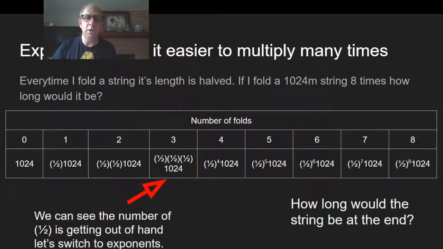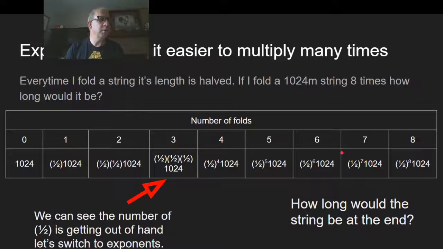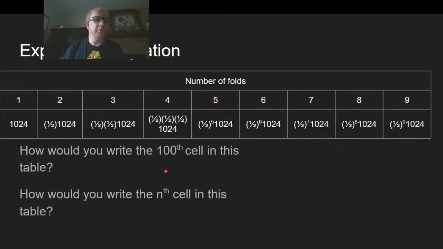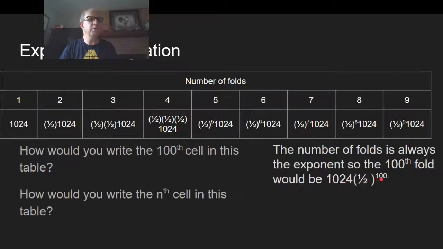So that's great and all. But the real question is, how long would the string be? So the string here 8 times would be 4. But what happens if I have something and I'm dividing it in half 100 times? So what would that look like? If 8 times would be a half to the 8th power, and 9 times would be a half to the 9th power, what would the next one be? So the 100th one would be 1,024 times a half to the 100th time.